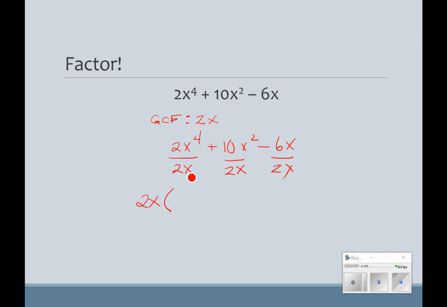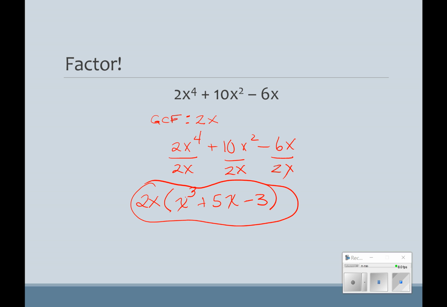And 2x to the 4th divided by 2x, the 2's cancel. Remember, we subtract the exponents, so we get x cubed. And we shouldn't be getting negative exponents here. Okay, 10x squared divided by 2x, 10 divided by 2 is 5, and then 2 minus 1 is 1. And lastly, negative 6 divided by 2 is negative 3, and then the x's cancel. So here is my final answer. So that's factored. I've found two factors that when I multiply them together should get me what I have.